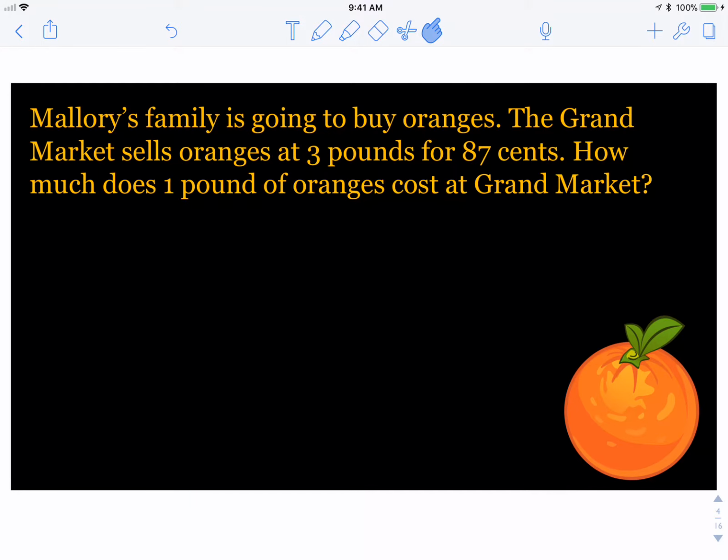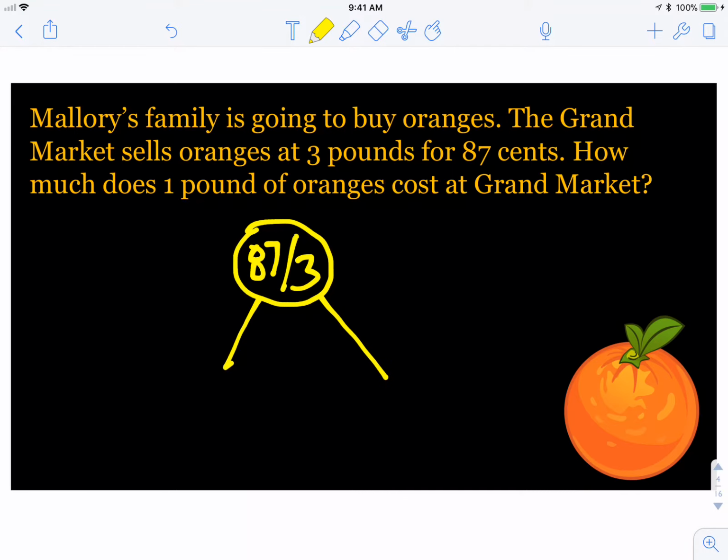Mallory's family is going to buy oranges. The Grand Market sells oranges at 3 pounds for 87 cents. How much does 1 pound of oranges cost at Grand Market? So that's your application problem. Go ahead and solve it. Okay, you could do 87 divided by 3. Do you have to do it this way? No, you can choose your own method.